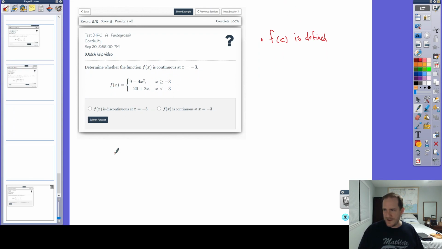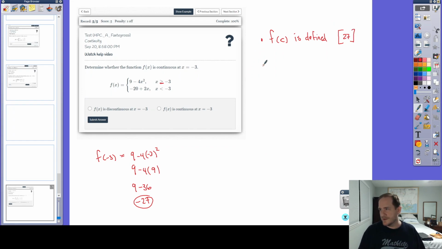If I was going to evaluate f of -3, well, to which interval does the -3 actually belong? This one, right? Because it has the equal to bar underneath it. So the value of the function comes from the top expression. So it would be 9 minus 4 times negative 3 squared. That's 9 minus 4 times 9, so that's 9 minus 36. So that's negative 27. So that's a real value. So the function value is defined, and it happens to be negative 27.